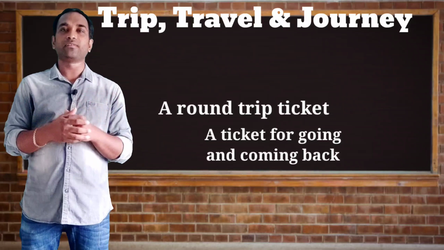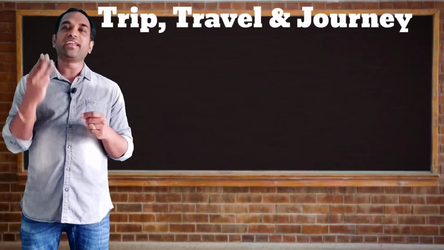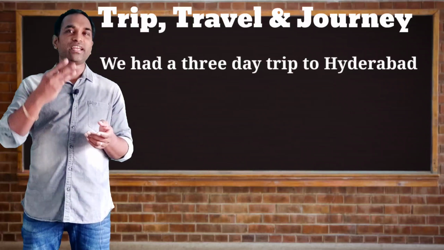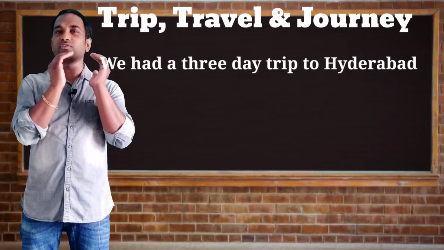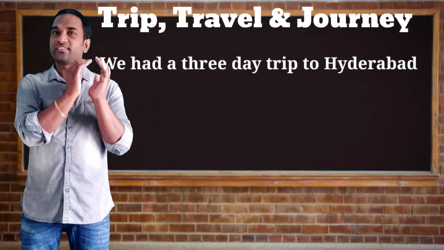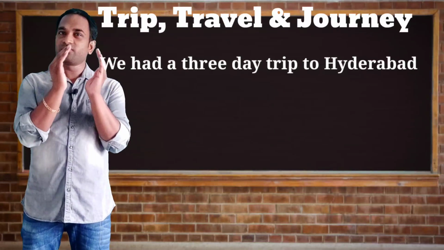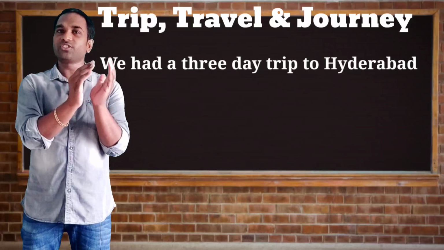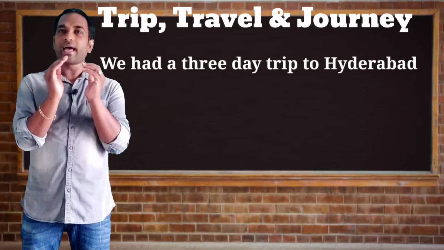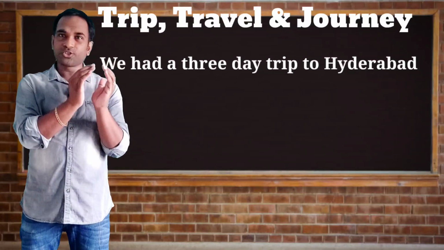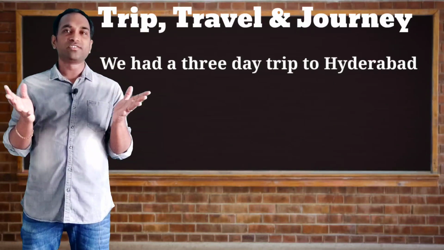Let us see an example. We had a 3-day trip to Hyderabad during vacation. We had a 3-day trip. That means it was specific for those 3 days. We went and we came back, and that is why it's a trip. It's for a short duration during the vacation. For 3 days, it was planned on a specific date for a specific period of time. It is very short, and so it's a trip.